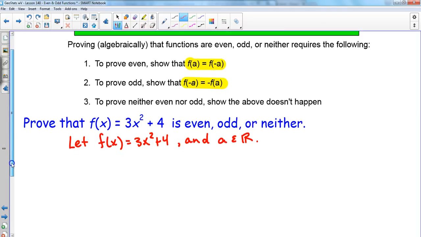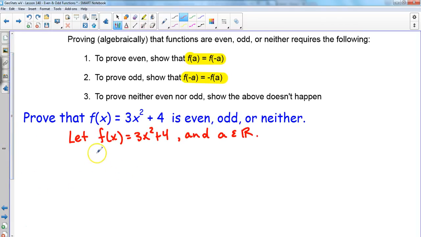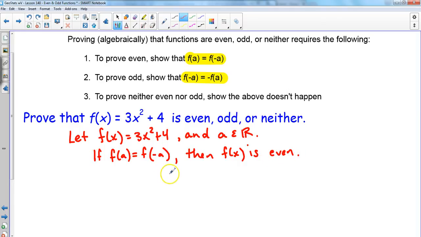Next step here, let me scroll down a little bit, is we want to make a statement about what we're about to show algebraically works or does not work. So what we say is, if when we plug in that value, the output of the function is equal to the output when we plug in the opposite value, then we know the function is even. So again, we just want to make a quick statement about what we're going to show, and then we show it algebraically so that people know what we're getting into.